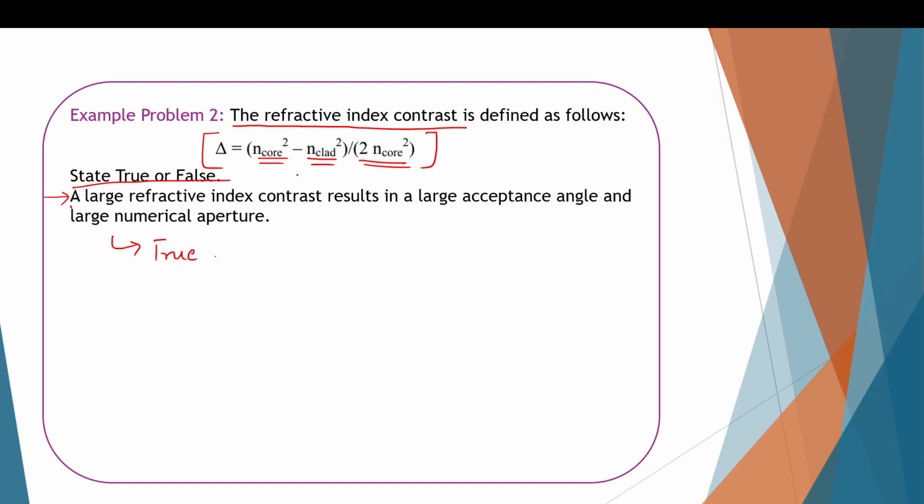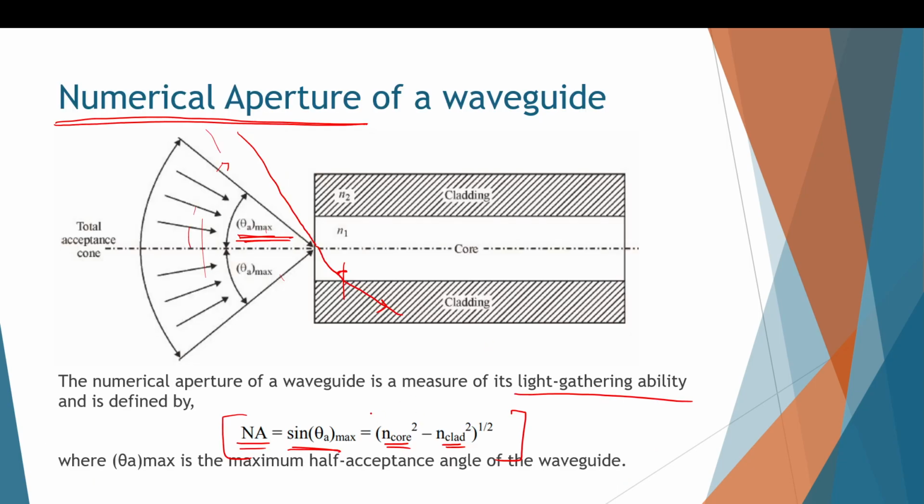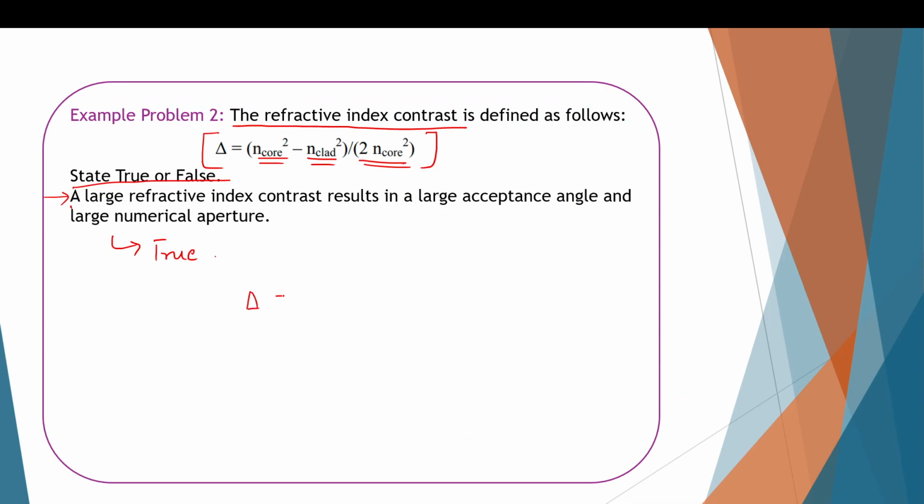Yeah. So we can simply see it from the definition of numerical aperture itself, that the contrast is NA squared by 2 times n core. So based on this, if I write NA squared, it's proportional to the square root of the refractive index contrast. So the higher the contrast, the higher will be my numerical aperture. And similarly, since numerical aperture is nothing but sine theta i, that will mean that I can have larger theta i.